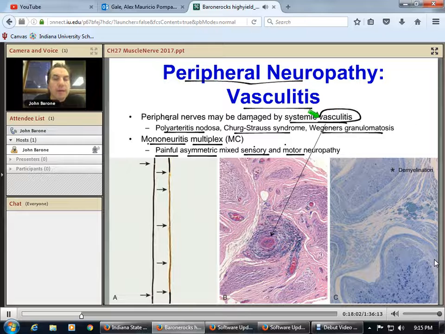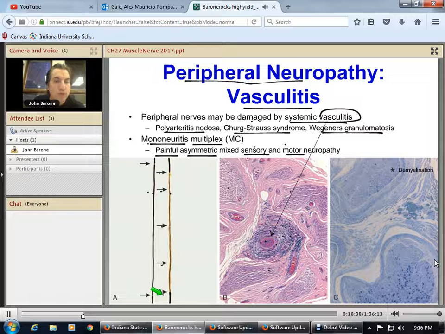Now if we take a look here, here's a vasculitis. Notice here's the artery, and notice all the inflammation around it. Here's the problem: when I inflame the artery, the artery is going to get occluded, it's going to get thrombosed, and you're going to get ischemia. So these poor nerves that are nearby are not going to get their oxygen, and they're going to demyelinate. Here's a nice fiber that's nicely myelinated. See how dark it is? Now look at this fiber. It's demyelinated.